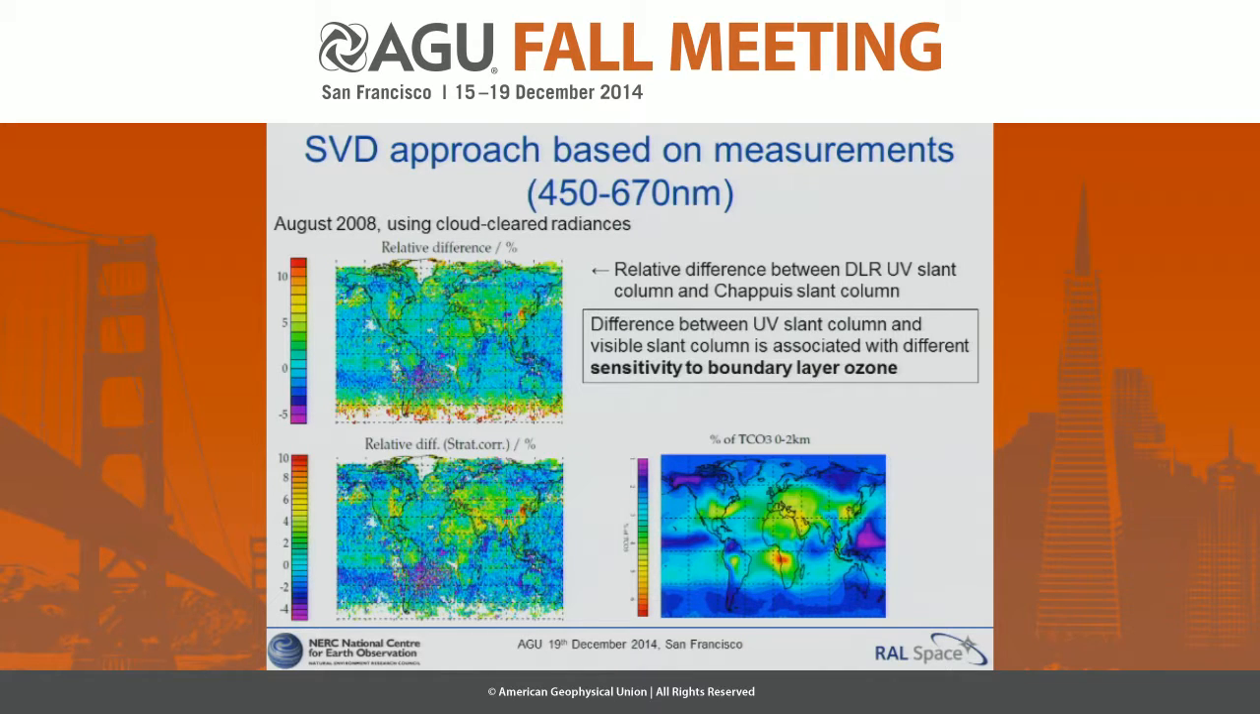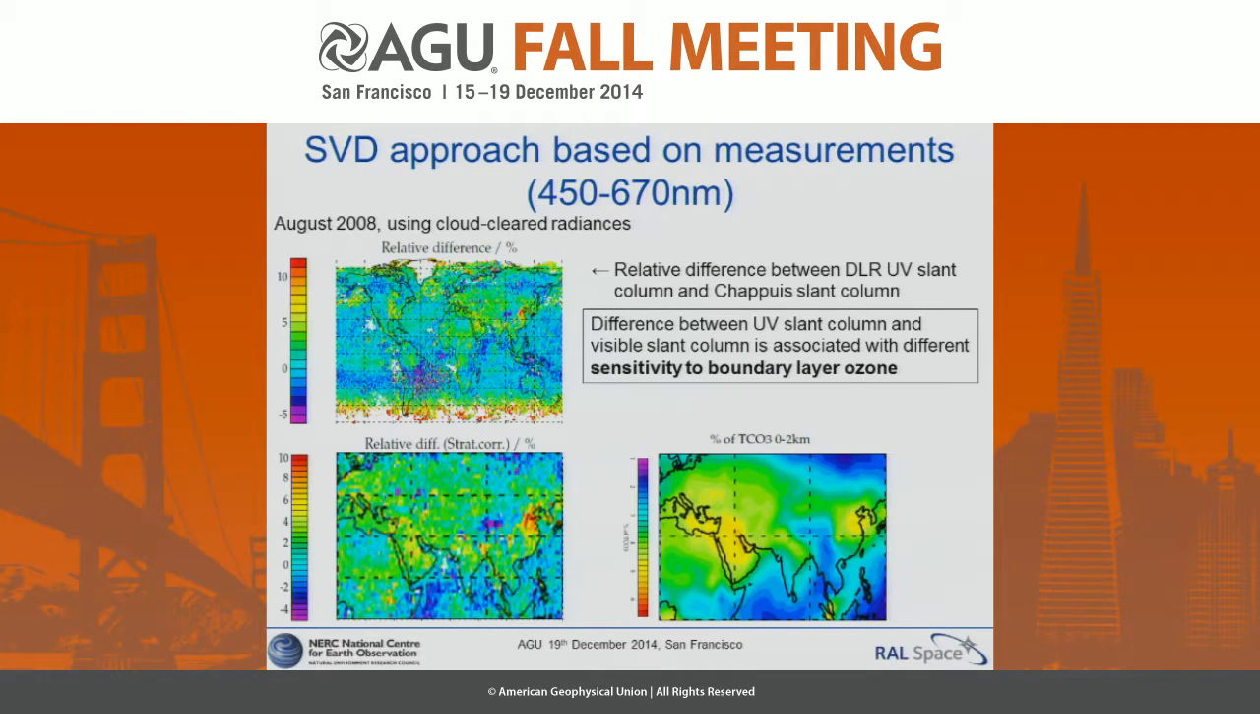So if you look at this relative difference compared to the boundary layer distribution of ozone, you're seeing enhancements we would really like to be seeing. So although it is still quite noisy, you can see enhancements over China, over the Arabian Peninsula, and starting towards Western Europe. And the only difference between these is the vertical sensitivity from the visible versus the UV.